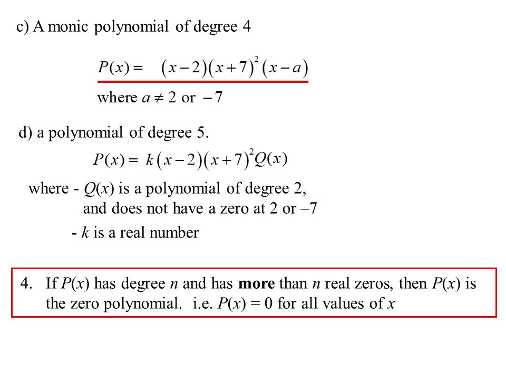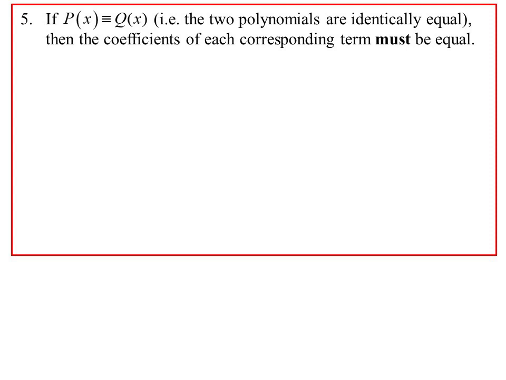So if you have a situation where you've got a polynomial of degree n, and you know it's got more than n zeros, the only thing it could possibly be is the 0 polynomial. Notice I've used the congruence symbol there rather than the equals one, because congruence means identically equal in every respect. In fact, they are the same thing. If you were to draw them on, they would sit on top of each other.